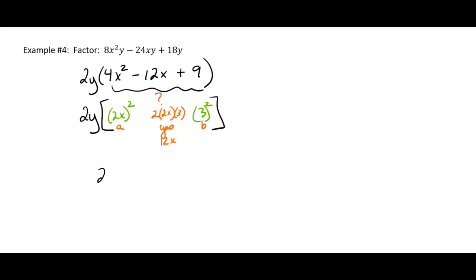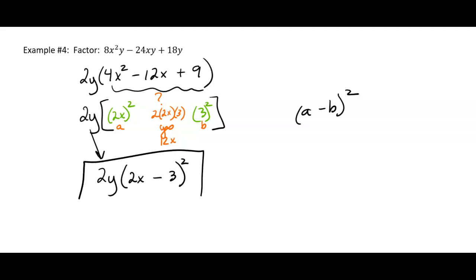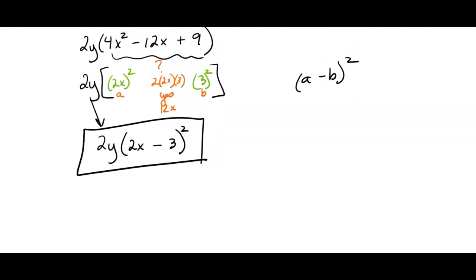So I'm going to have 2y. That's the GCF that came out. And then I'm going to have my a. So I'm going to have a minus b in this case. So I'm going to have a 2x minus b. And it's going to look like that. All right. So hopefully these will get more fun as you do more of them.